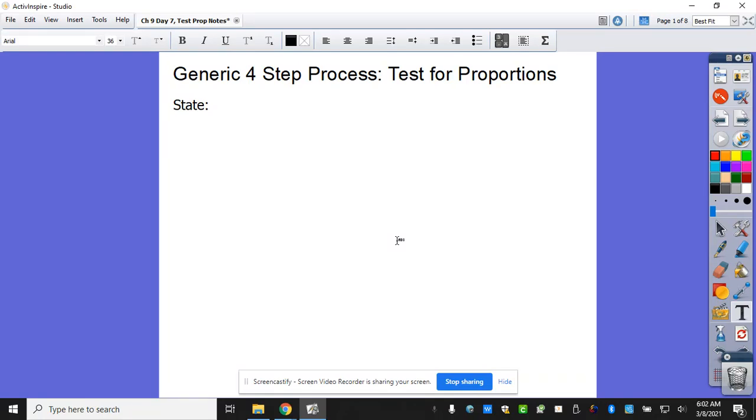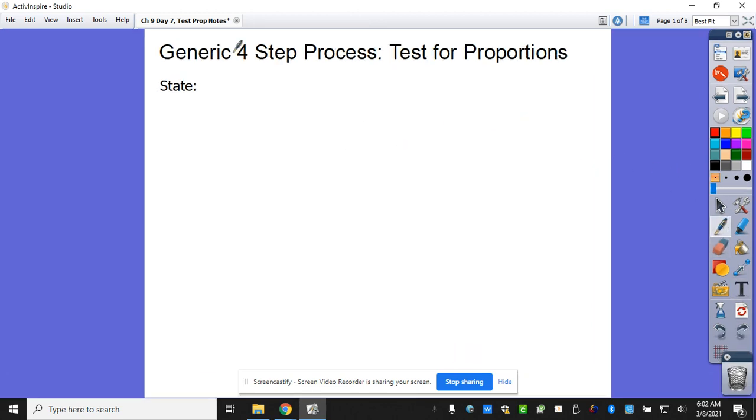So this is our generic four-step process. Test for proportions. So we are writing this one extremely similar to the one for means, except we're just switching everything to proportion. So we still want to start our state the same way. We are defining our population.